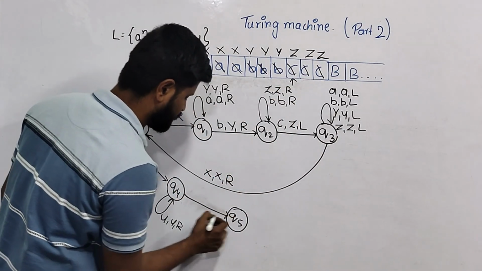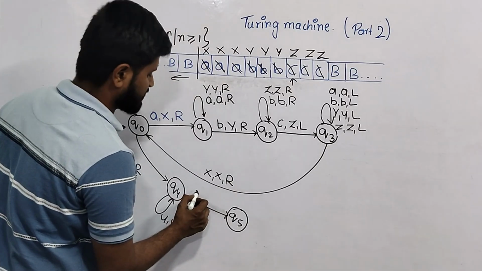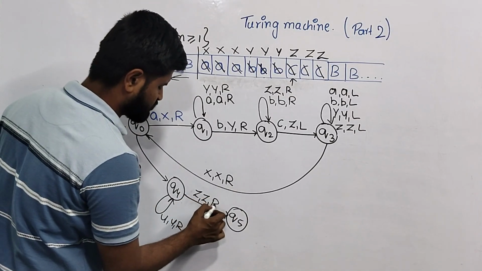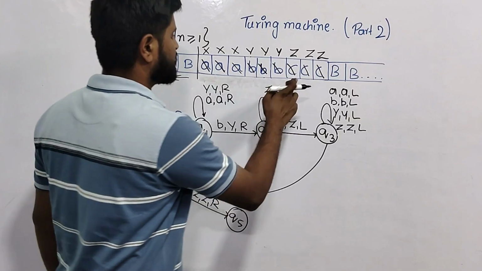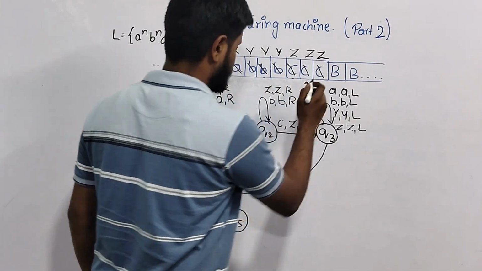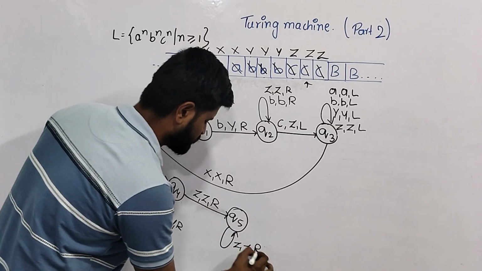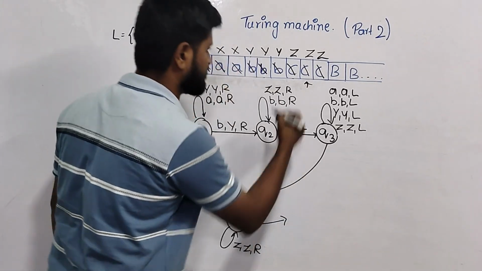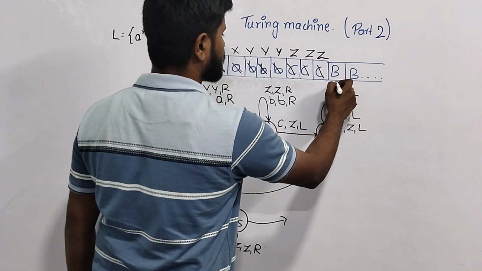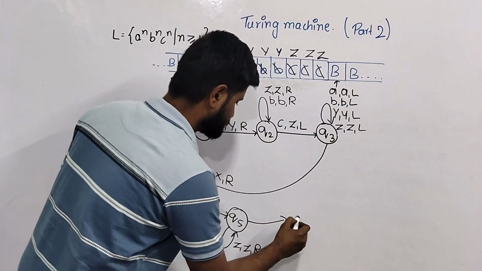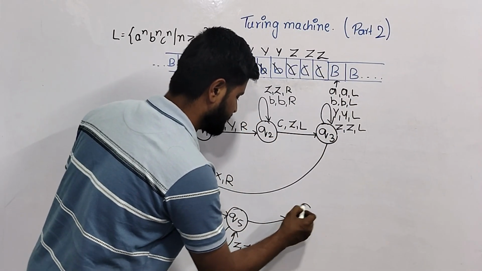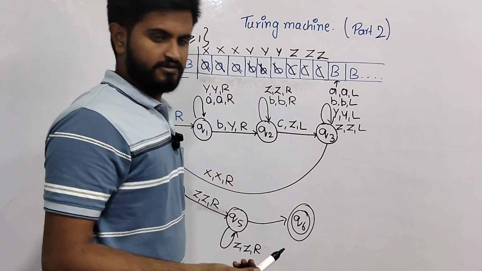So I will be moving to the next state. I will call it Q5. So if you encounter Z, write Z as it is and move towards the right side. Now again I encountered Z, so I will give the self loop. Write Z as it is and move towards the right side until you approach the blank spaces. Now I approach the blank spaces. So Q6 will be the final state because we encountered the blank space.